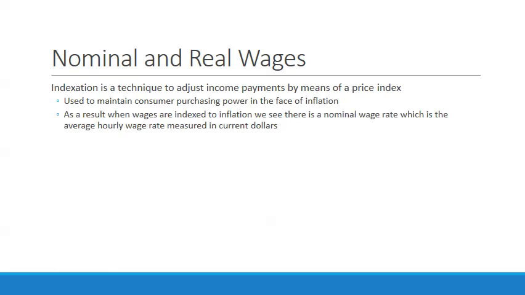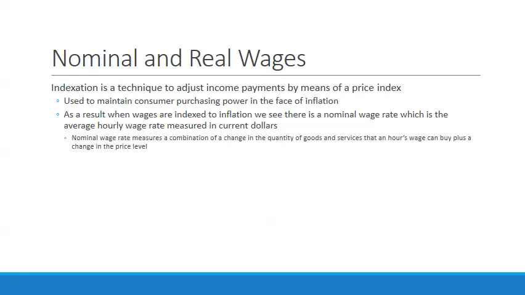And so the result, when wages are indexed to inflation, is that there's a nominal wage rate, which is what you're getting paid, and that's the average hourly wage rate measured in the current dollar amount. Nominal wage rates measure a combination of two things: one is a change in the quality of goods and services that you can buy, plus a change in the price level. So nominal wages are designed, like I said, to keep you being able to purchase at that current standard of income that you're already at.